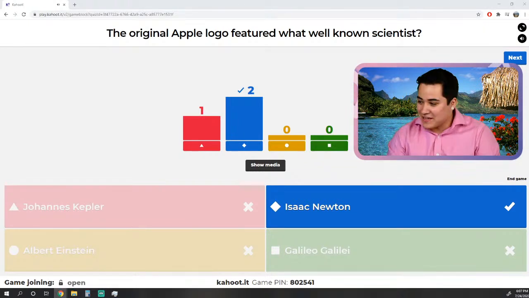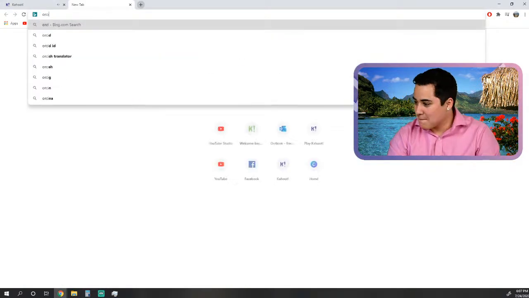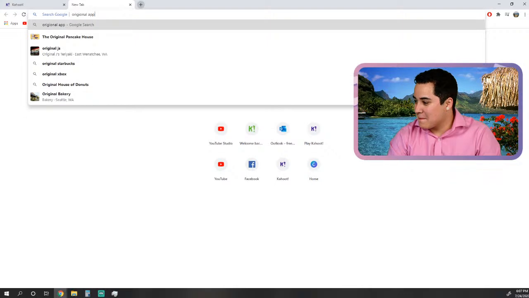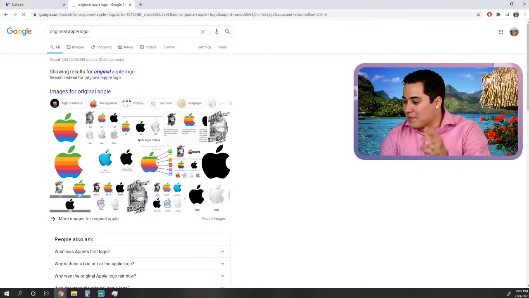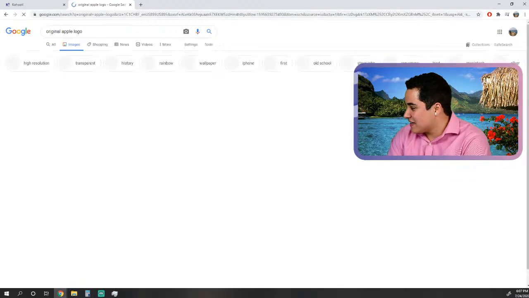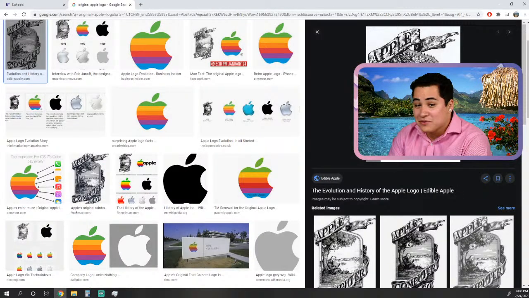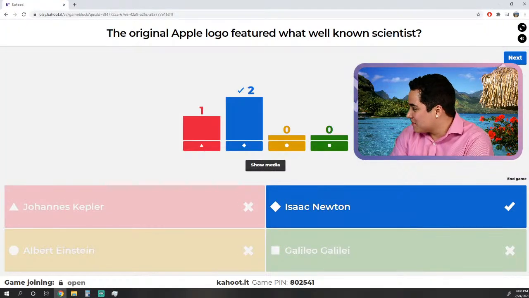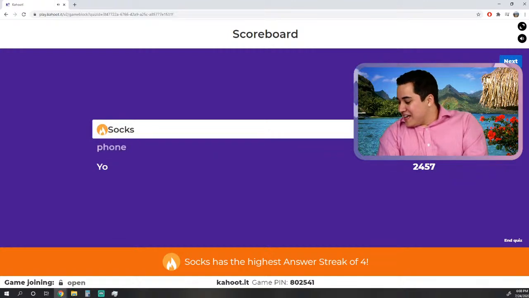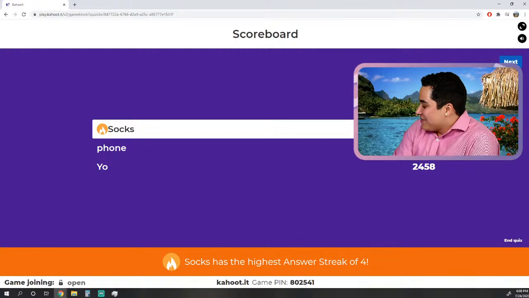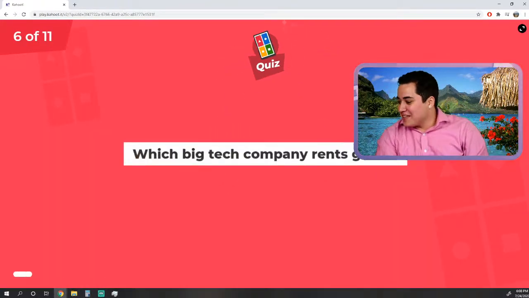I'll see if I can pull that up here. So it was him sitting under an apple tree, which was like this. So that was the original Apple logo. So, kind of cool. The more you know. Looks like Sox is in first place with 3,993, followed by Phone, and then I'm losing.